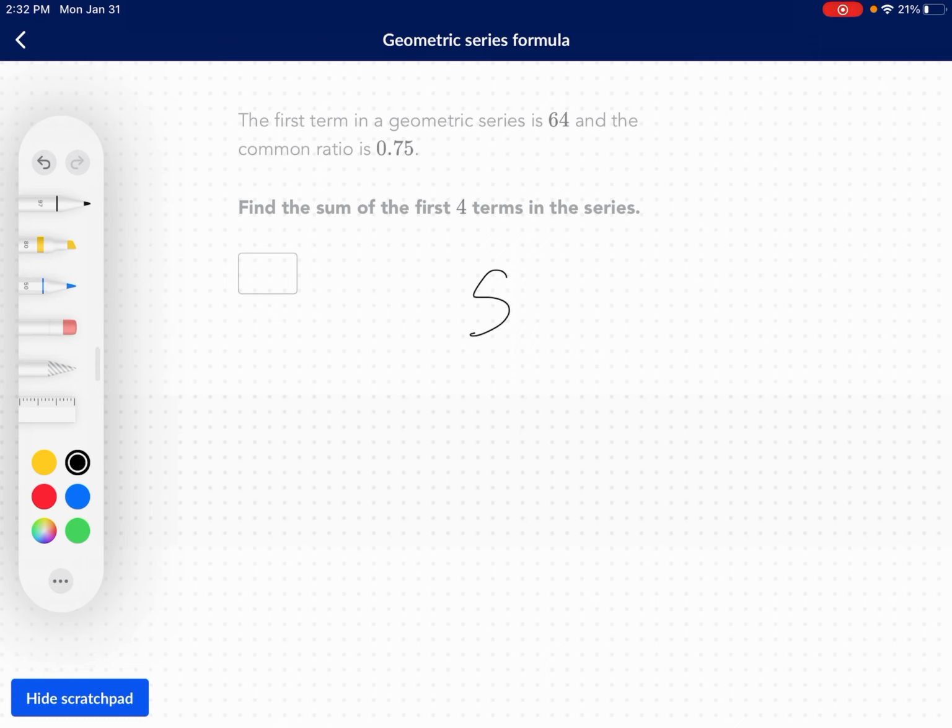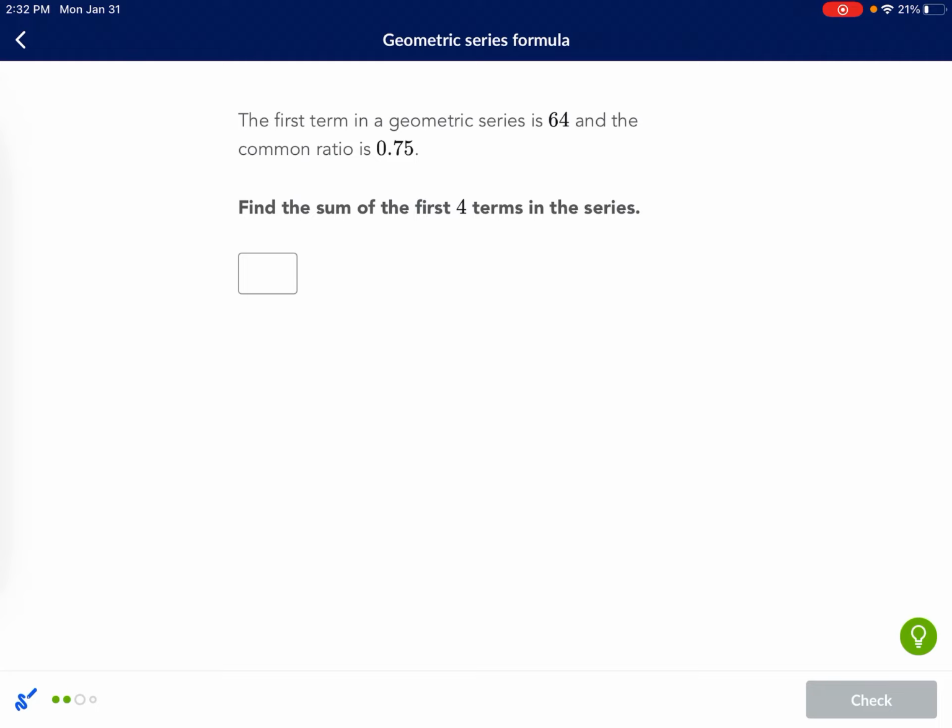Okay, the formula again. So, sum of the first 4 terms, the initial term, the first term is 64, 1 minus the common ratio, which is 0.75, to the 4th power, because there are 4 terms, and 1 minus the common ratio, which is 0.75. Just compute this in the calculator. 64, open parentheses, 1 minus 0.75 to the 4th power, and then divide it all by 0.25, you get 175.